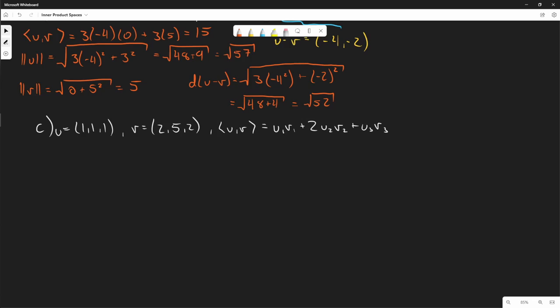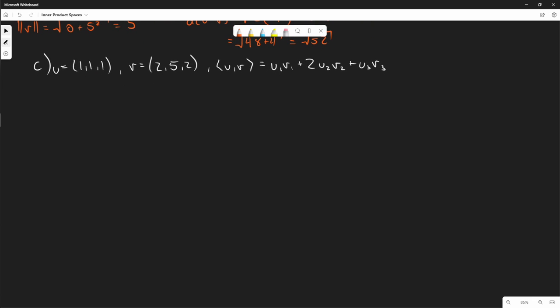The third one will now be in a three-coordinate system, and we have two points, u and v. We are told that the inner product between them is equal to what I underlined here. So we can just go ahead and plug them in.